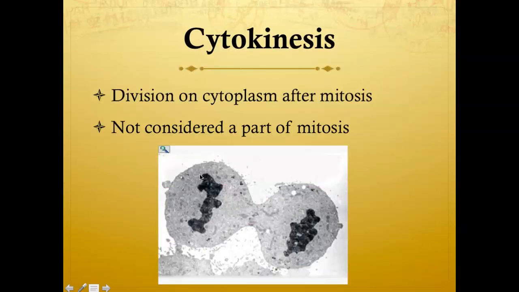Cytokinesis is basically the division of the cytoplasm. Again, mitosis is not necessarily the division of the two cells, but division of the two nuclei, formation and division of the two nuclei. So cytokinesis is basically the pinching off of the cytoplasm, so you could have two separate but identical cells. Cytokinesis does not happen in plant cells, it only happens in animal cells. Plant cells, because they have a cell wall, tend to form one in between the two nuclei.